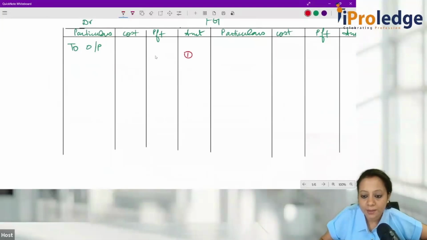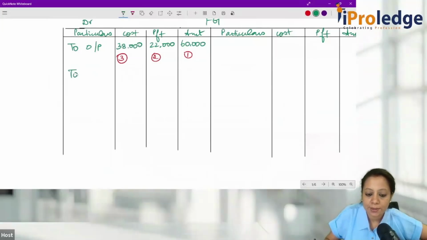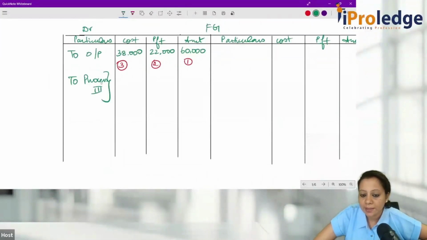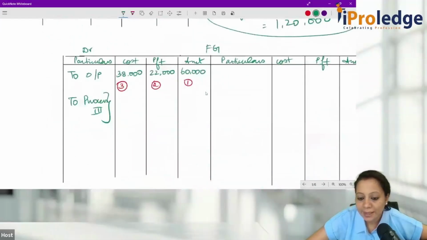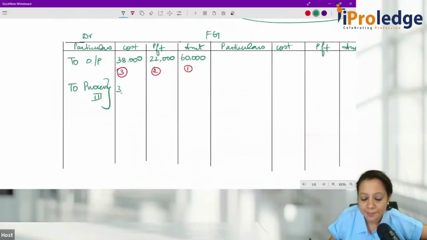So this is 1, this will be 2, and this will be 3. That is how we'll do. So 60,000, 22,000, and balancing figure, is it 38? Yes, dear. So then to process 3. So I will tell you how we got this. So here we have written by FG, right? That is what? So 3,80,000, 2,20,000 and 6 lakhs.